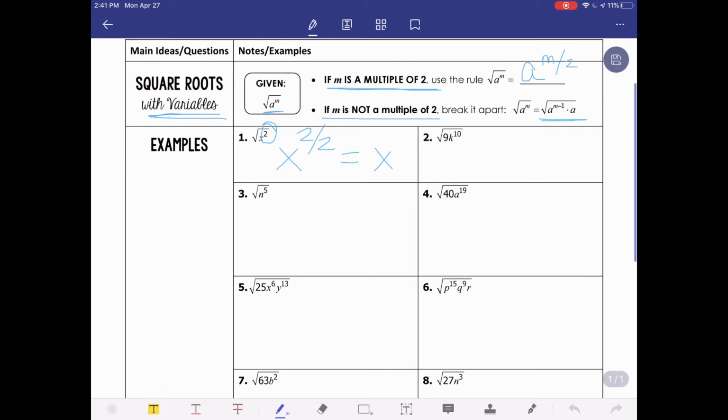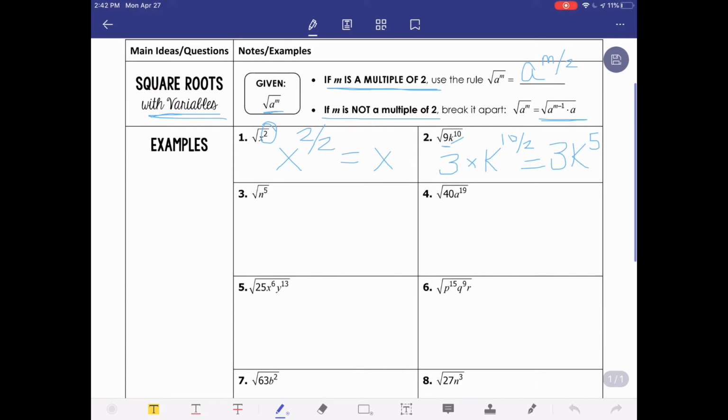Then I have the square root of 9 times k raised to the 10th power. So looking at this 9 first, the square root of 9, we know that is a perfect square, and I gave you guys your perfect squares cheat sheet so you guys can have that out where you're doing this and reference it. So the square root of 9 is going to be 3, and then we're multiplying that by k raised to the 10th power. 10 is a multiple of 2, so we're going to keep that base k. We're going to take that 10 divided by 2. So we have 3 times k raised to the 10 divided by 2, or 3k to the 5th.